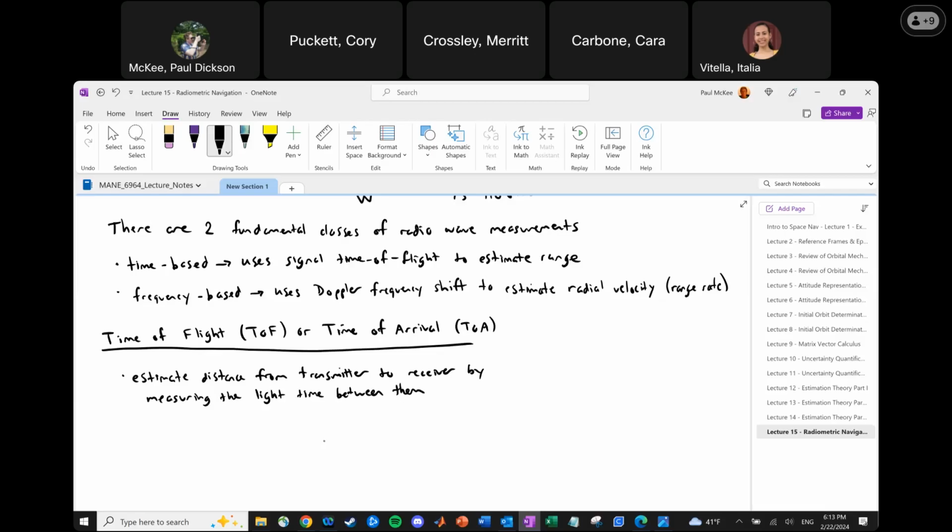So estimating position using only range measurements is called trilateration. And this is fundamentally how GPS works.